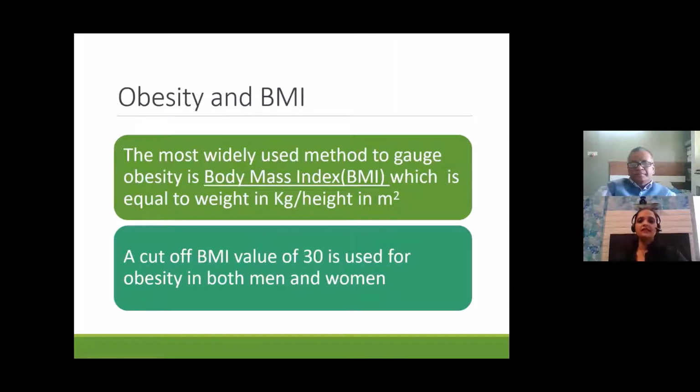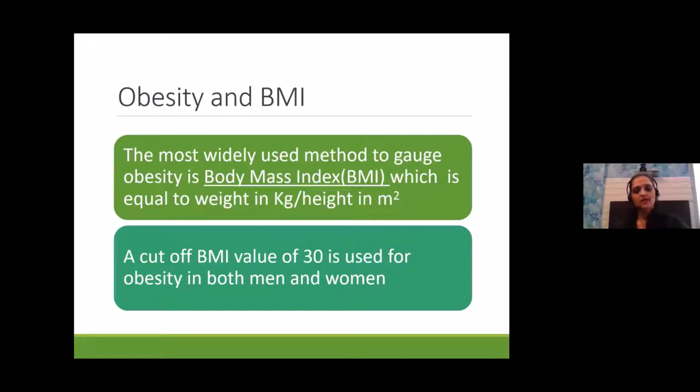If we look at obesity and BMI, BMI is considered as the gold standard for measuring obesity and is the most widely used scale to gauge obesity. Most people would mix up BMI and BCA, which are two different things, and we would look at it in a while. BMI is equal to weight in kgs divided by height in meters squared, and a cutoff for BMI value of 30 is used for obesity both in men and women.